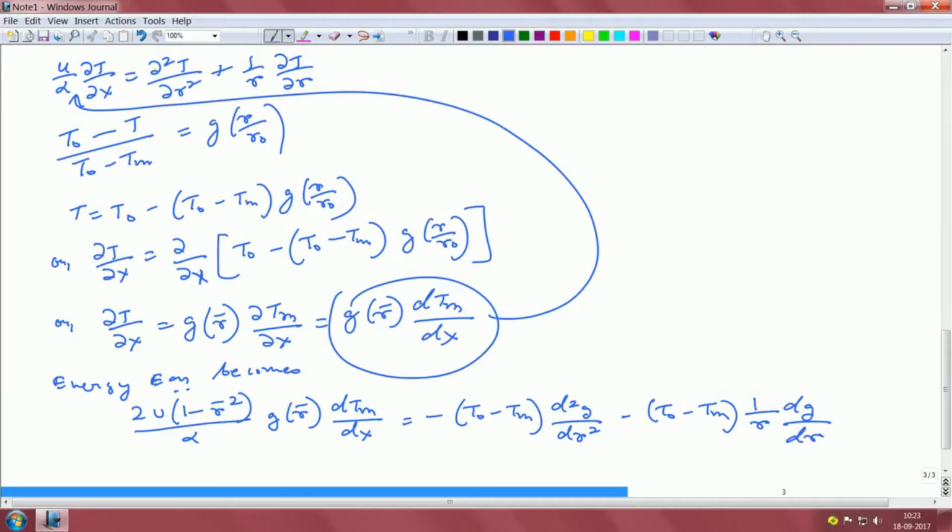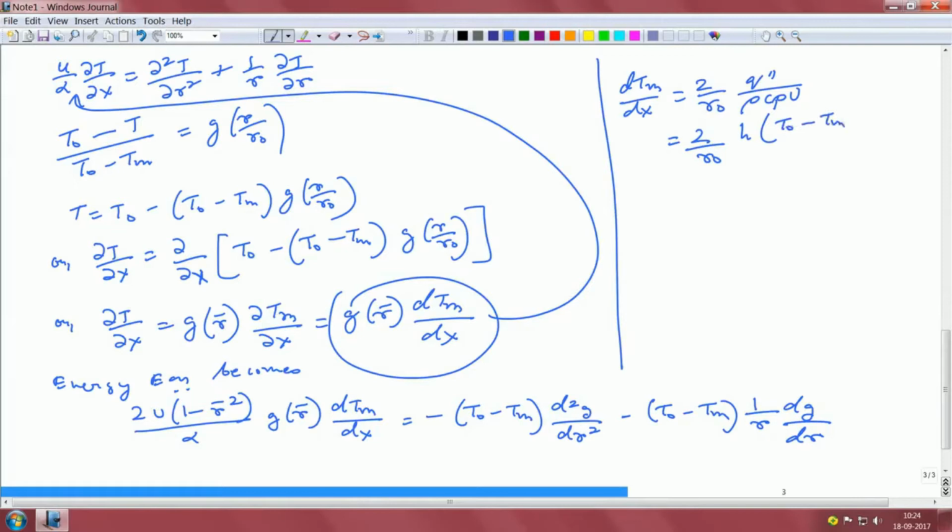Okay. Now, also we know dTm by dx is given by 2 by R naught, Q by rho Cp U, that is also a standard expression regardless of whatever. So, 2 by R naught into h (T naught minus Tm) divided by rho Cp U, correct. Okay. And h, if you recall, is nothing but Nusselt number, has to be a constant from our scaling argument, because that part we know that it has to be a constant, has to be of the order 1.